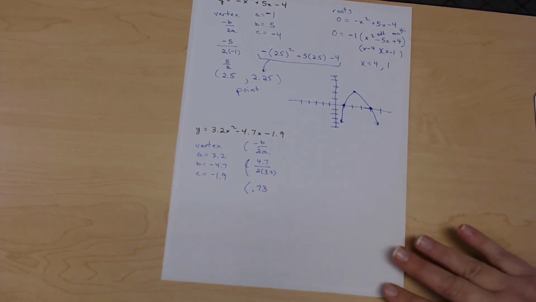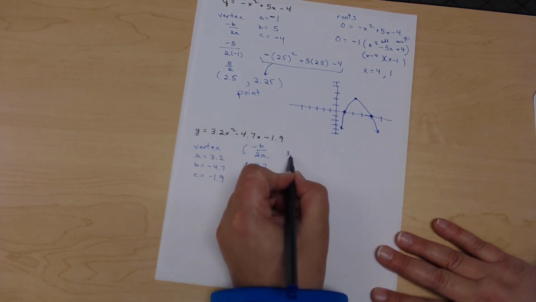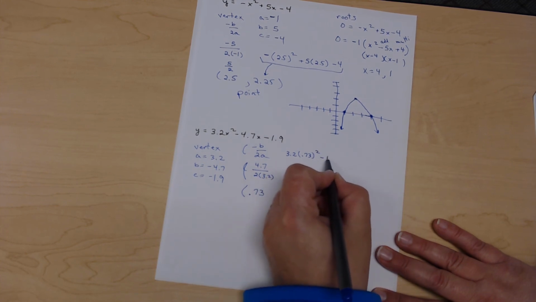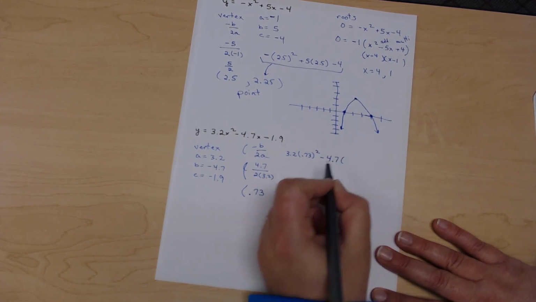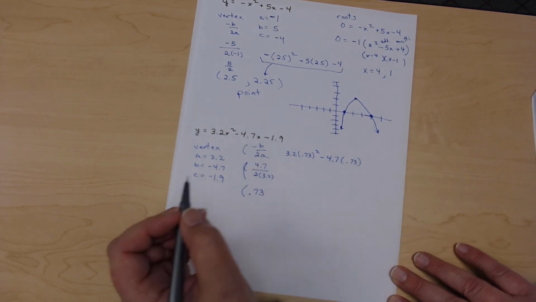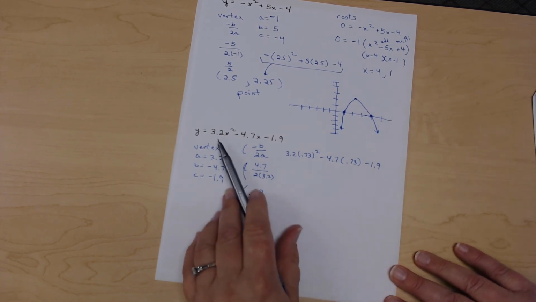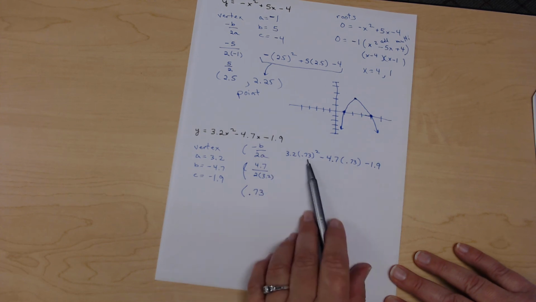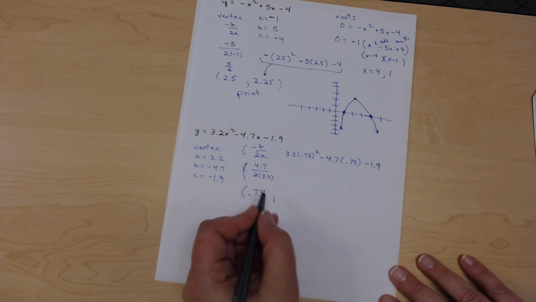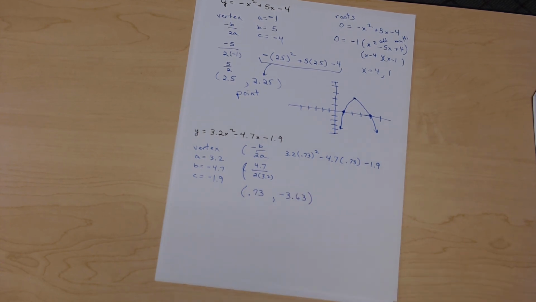Okay. All right, and then to find y, we're going to do 3.2, and we're going to take 0.73 and square it. It's just a little messier with the decimals. Just take your time. Negative 4.7 times 0.73, and then minus 1.9. Just redo this. Wherever there's an x, I put in 0.73. And that should take us to negative 3.63. And so that's our vertex.